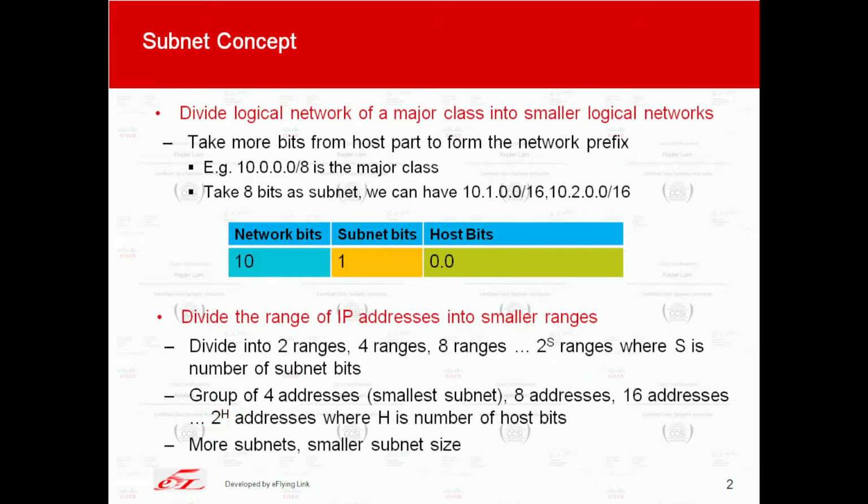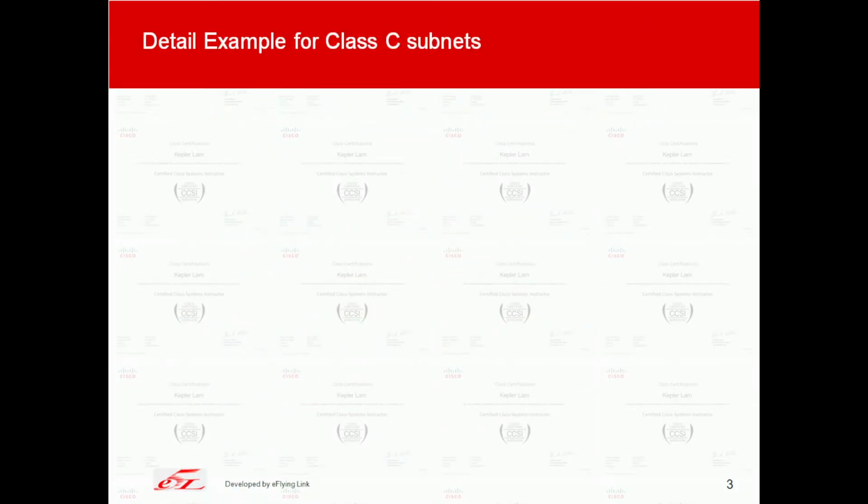So if you want to get more ranges, then each range will have a smaller size. I will use a Class C network number to illustrate the detailed calculation first. Then I will come back to Class B and Class A.